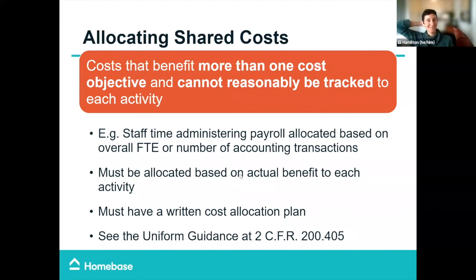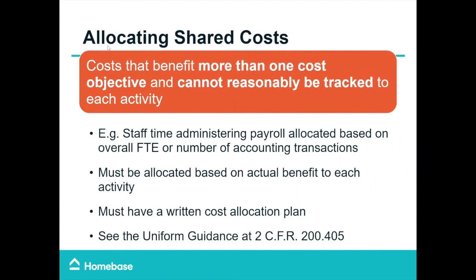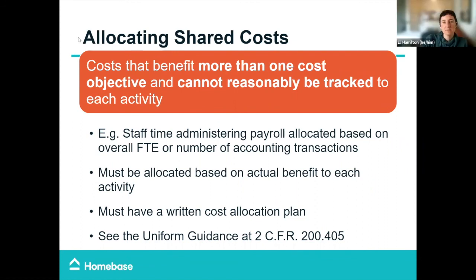So allocable, that concept becomes really important and key in administrative costs, because administrative costs often are shared. Other types of costs can be shared. So we talked about operating costs, right? You have a building and part of it's CoC funded, part of it's not, but you're paying for services for that building. For you as an agency, that's a single cost, but it's benefiting both a CoC grant and another funding source or another cost objective.